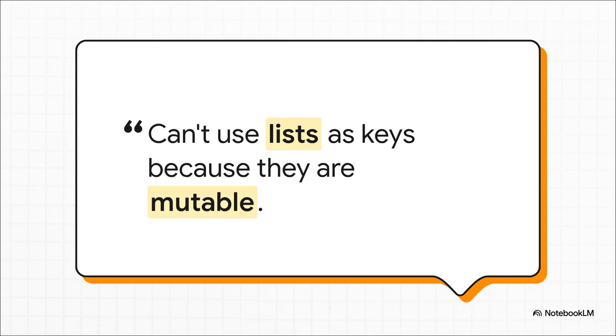This quote I pulled from a developer forum just nails a critical real-world problem. Python dictionaries have one strict rule. Their keys have to be hashable. Now, that's just a technical term that means they must be guaranteed to never, ever change. And because a list can change, Python straight up forbids you from using one as a dictionary key.